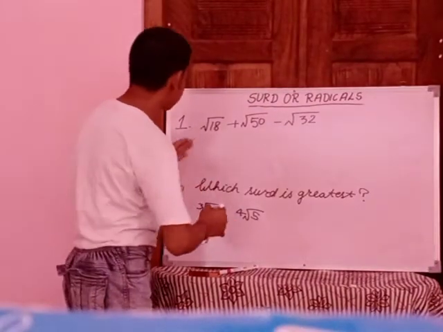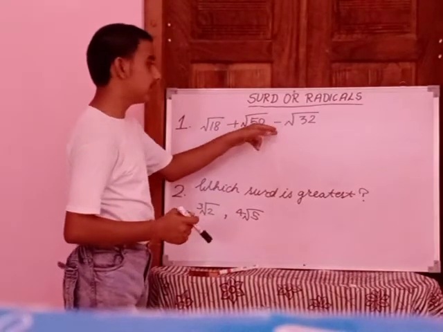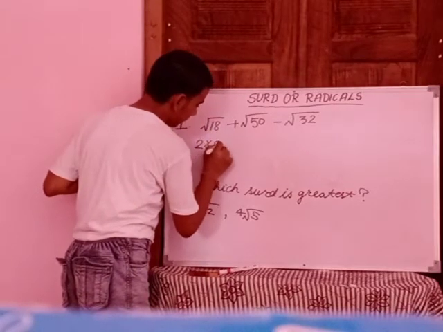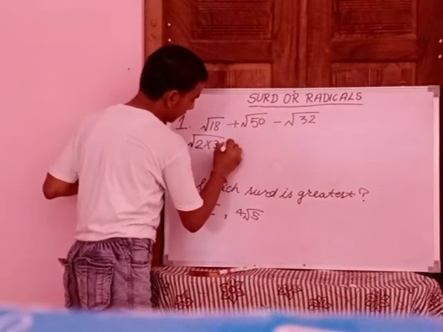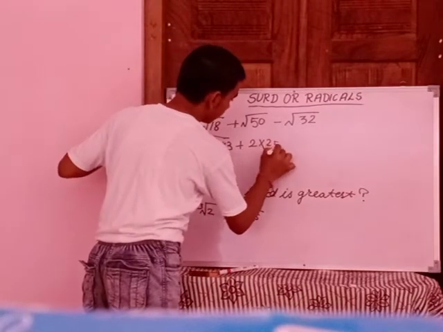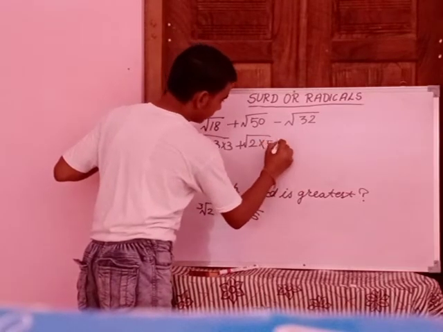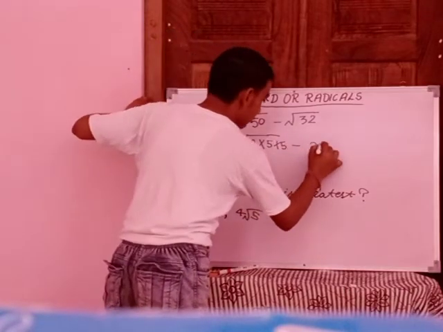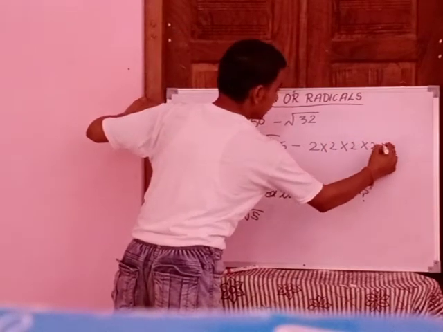Our first example is 18 under the radical sign plus 50 under the radical sign minus 32 under the radical sign. 18 can be written as 2 into 9 under the radical sign, and 9 can be written as 3 into 3. Plus 50 can be written as 2 into 25 under the radical sign, and 25 can be written as 5 into 5. And 32 can be written as 2 into 16, and 16 is 4 into 4.